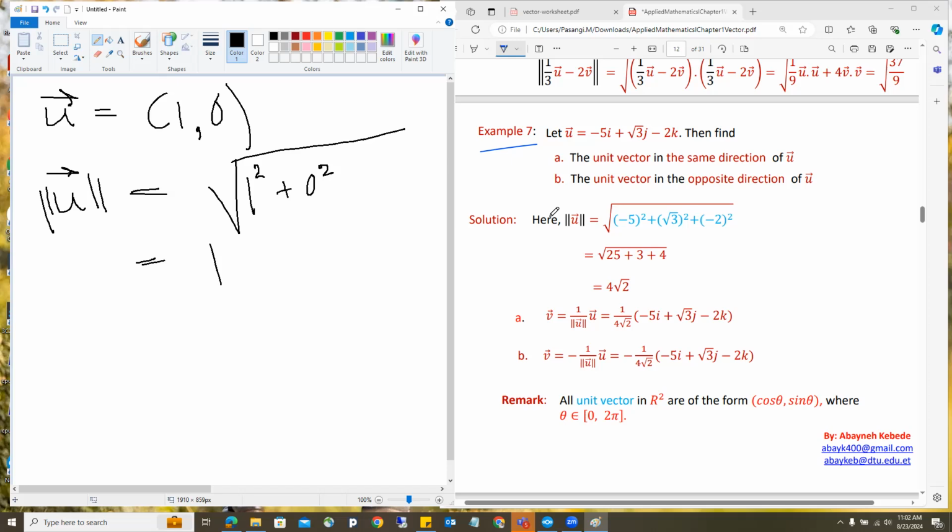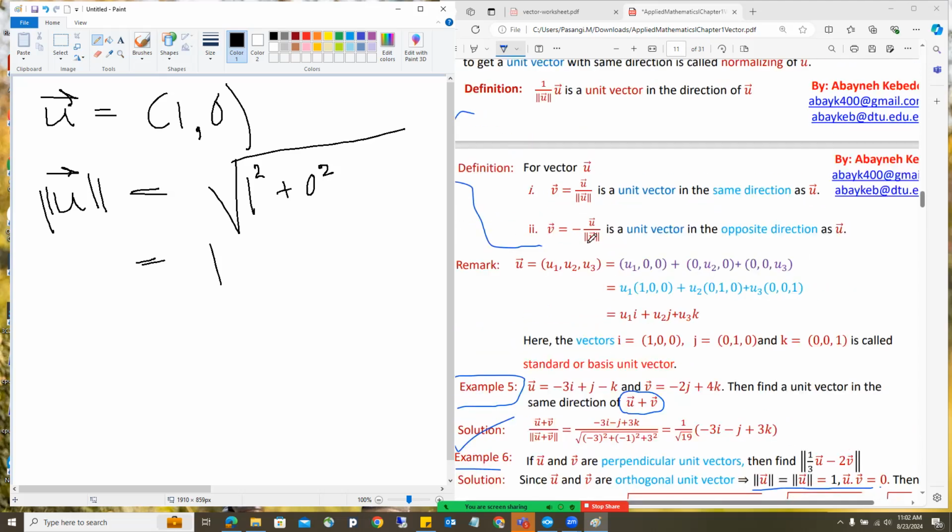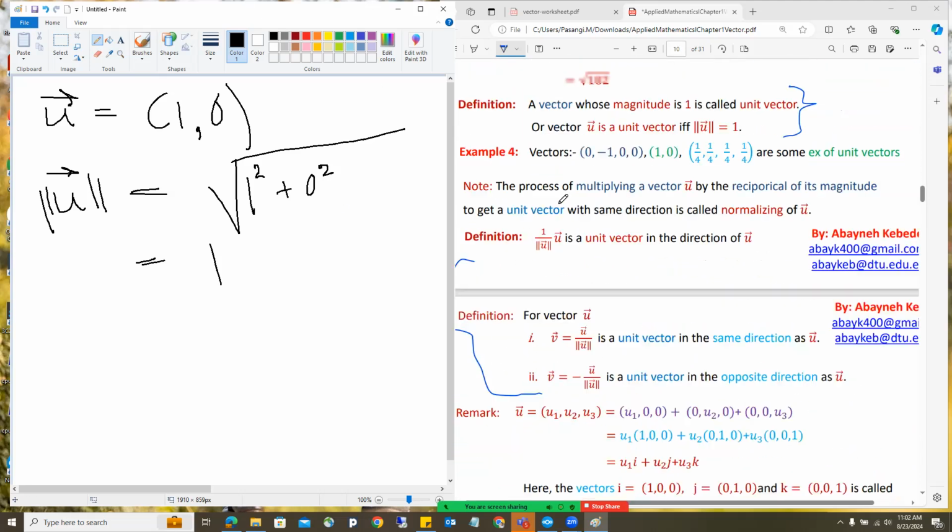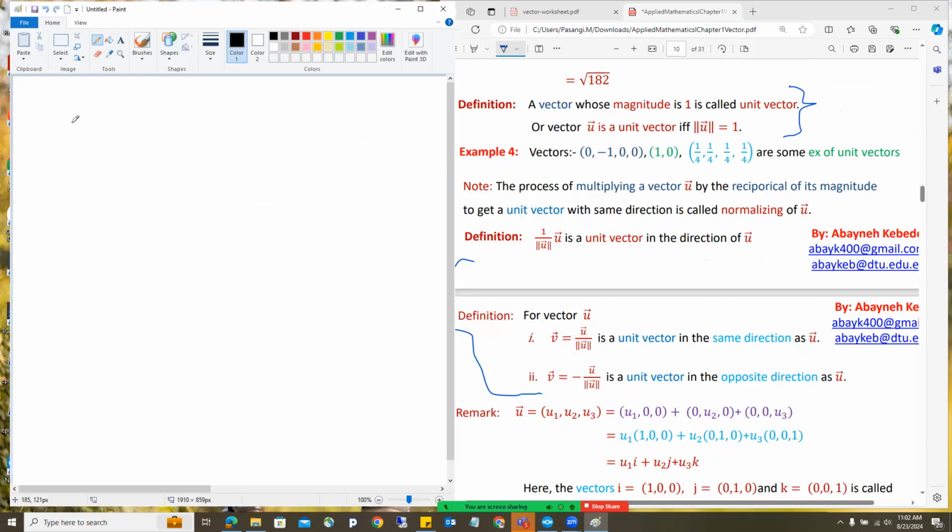Wait, for example 4, how is it 1/4, 1/4, 1/4? Okay. See, that one is also easy.